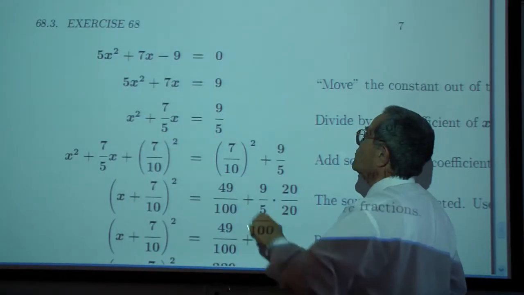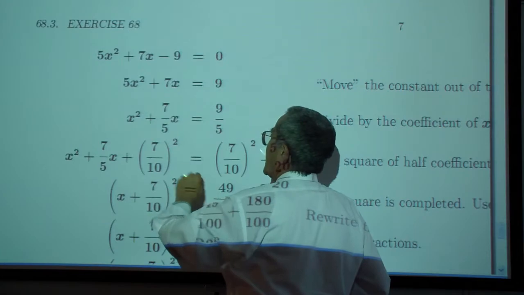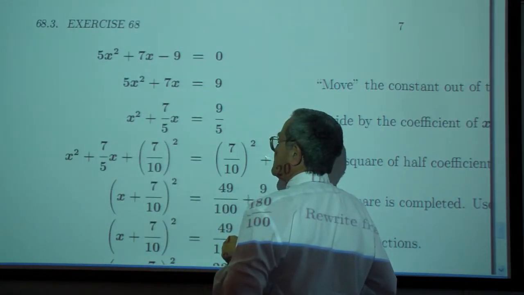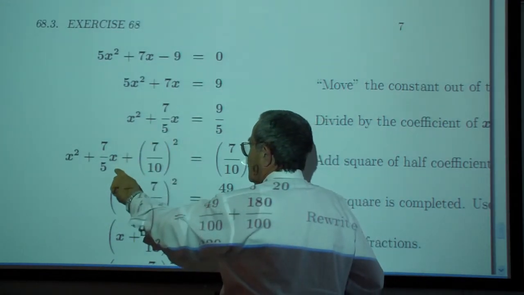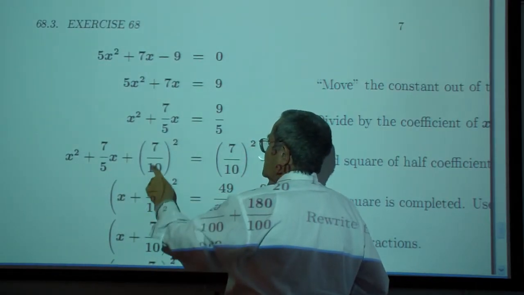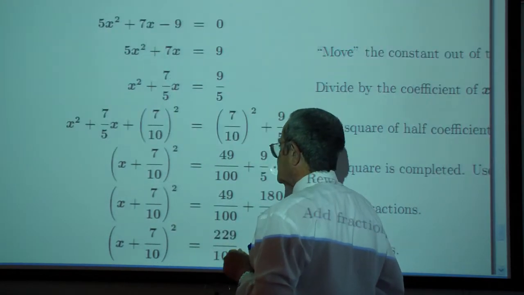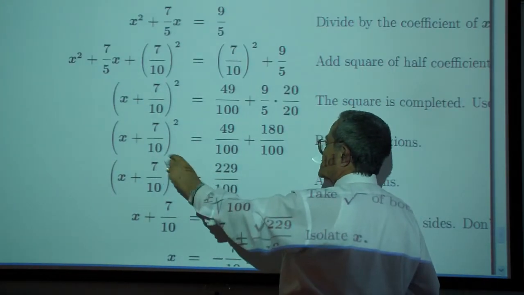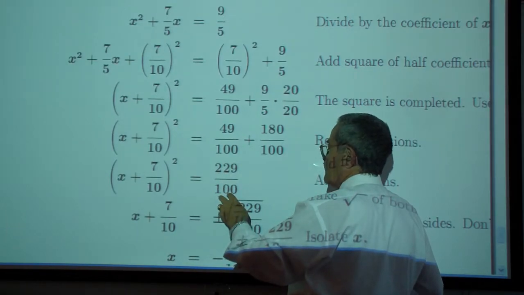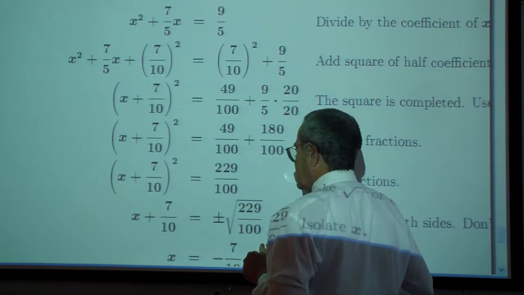So, we park the 9, we divide by 5 to get 1 times x squared. We need 1/2 the coefficient of 7 over 5, which is 7 over 10. And we need that quantity squared, so I add it to both sides of the equation. You have a perfect square, which is 229 over 100 after you combine the 2 terms on the right.